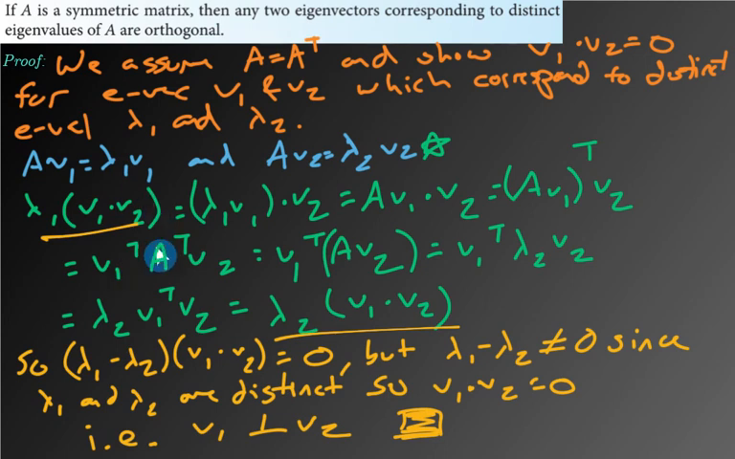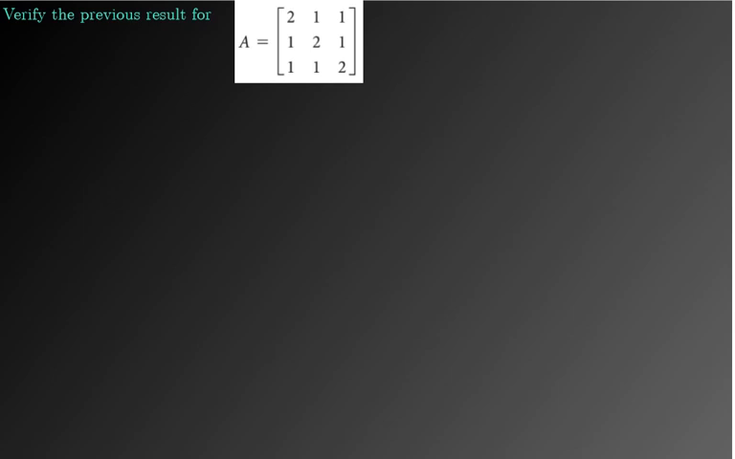Basically you're just cranking your way through a lot of dot product duality and transpose stuff, and getting to a point where you can equate lambda 1 times the dot product with lambda 2 times that same dot product, and then using the fact that since these are distinct, those are not the thing that are getting you to 0. It has to be this that gets you to 0. That's the idea. All right, so I just wanted to show you a more straightforward problem here.